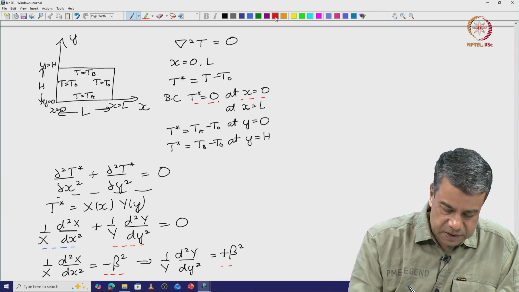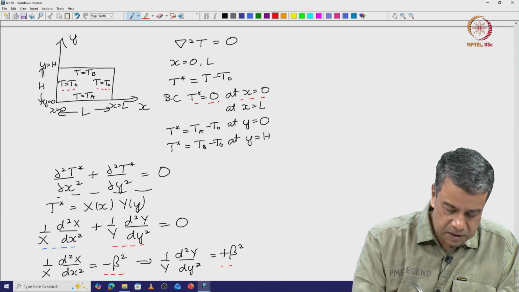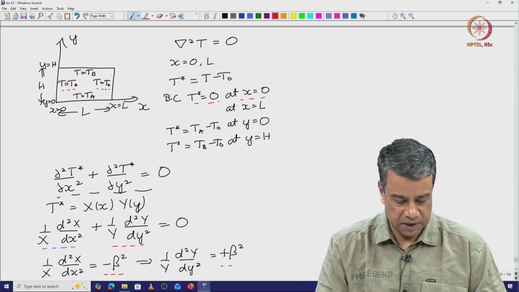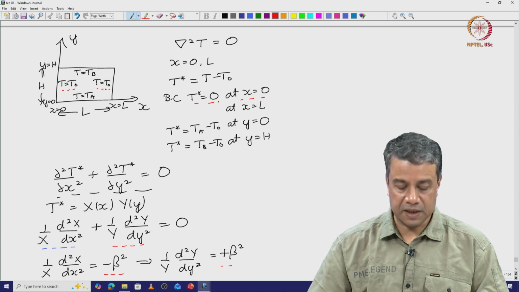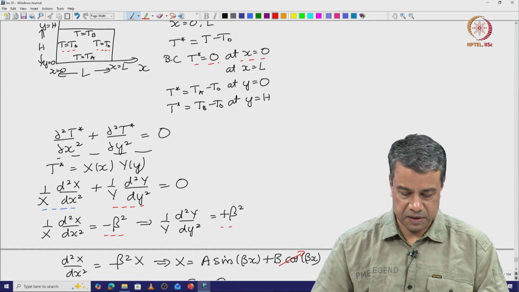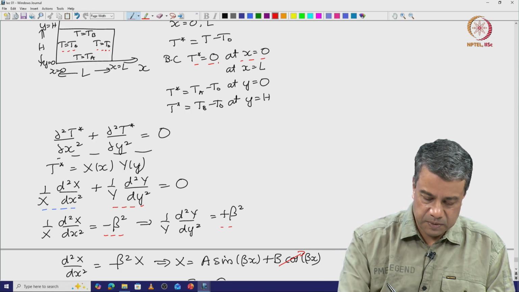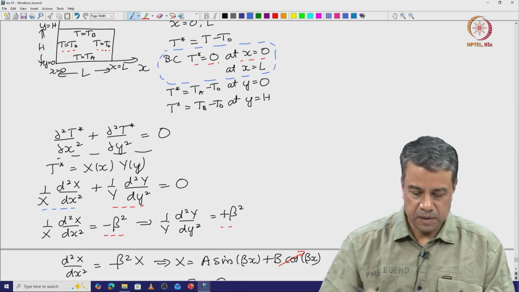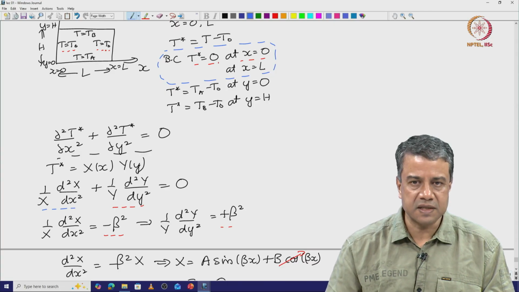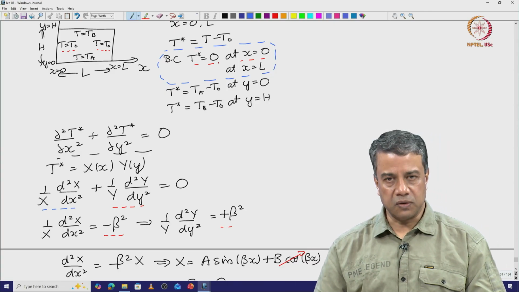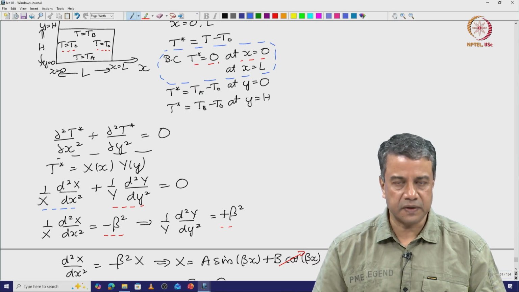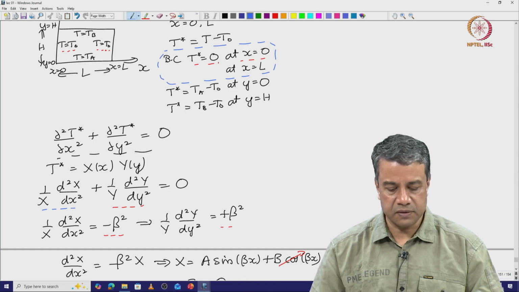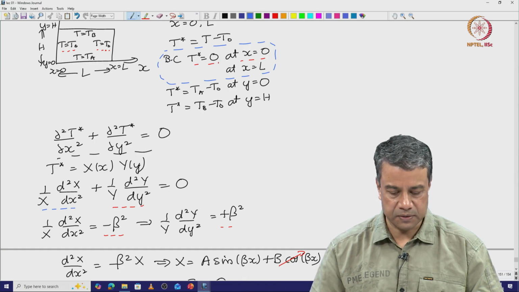In this case, it is obvious that T is equal to T naught at both the left and the right boundaries, that is at x is equal to 0 and x is equal to L. Therefore, that can be identified as the homogeneous direction. So, the boundary condition is homogeneous at x is equal to 0 and at x is equal to L, provided I define the temperature as the difference between the local temperature and T naught. Then T star is equal to 0 at x is equal to 0 and x is equal to L.